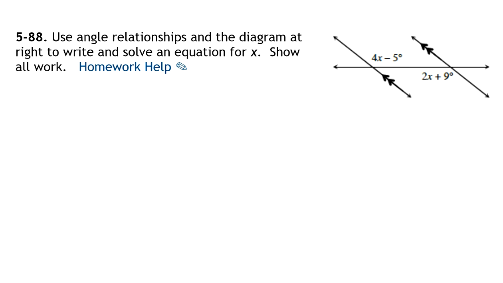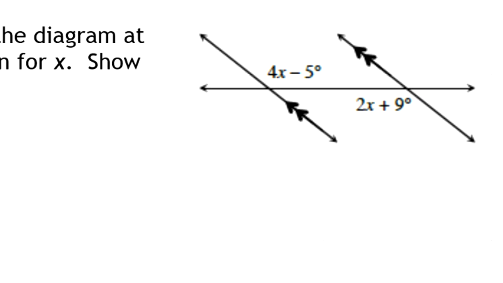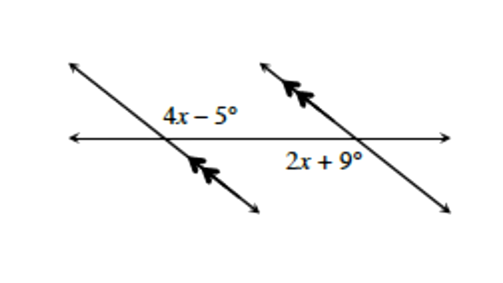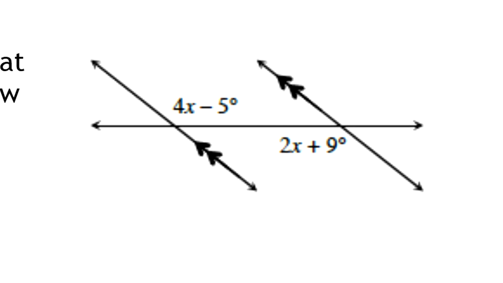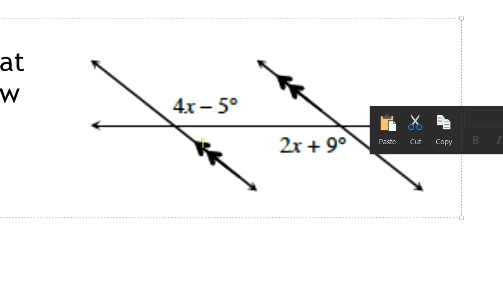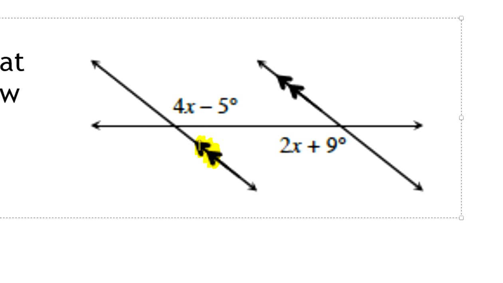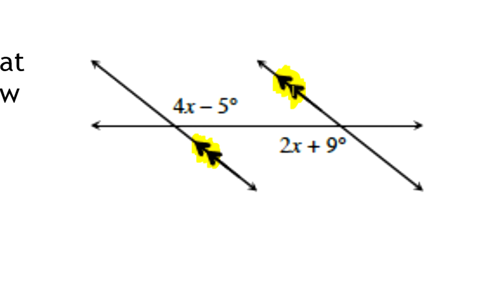So we have an angle diagram at right, and we're asked to use it to write and solve an equation for x. So as I look at this diagram a little bit closer, one of the things that I know is that I'm told that these lines are parallel to each other. So the presence of these markings, these triangular markings on each line, indicates parallel lines. So these lines are parallel to each other.